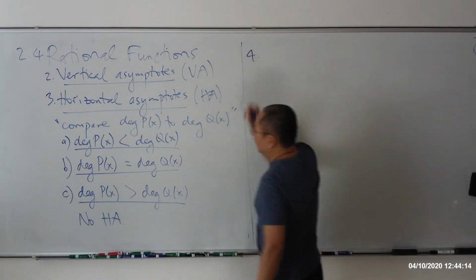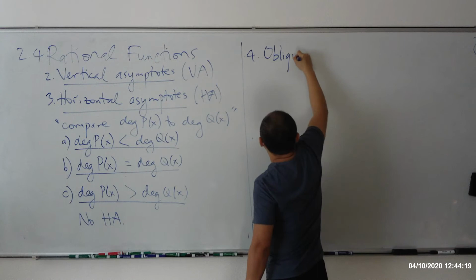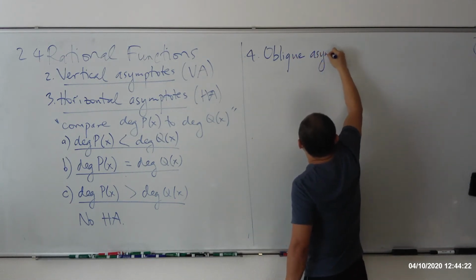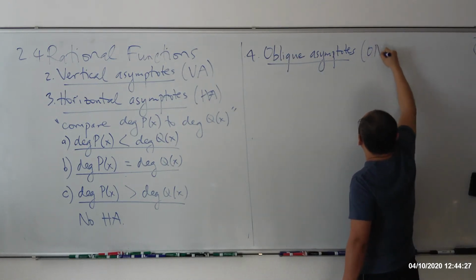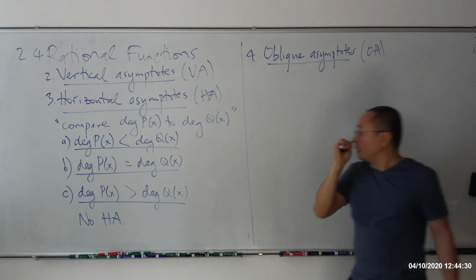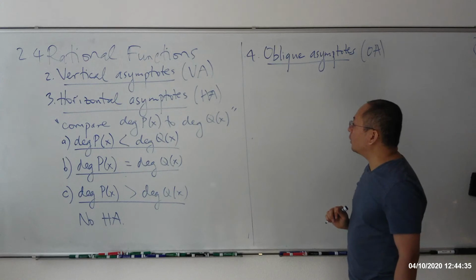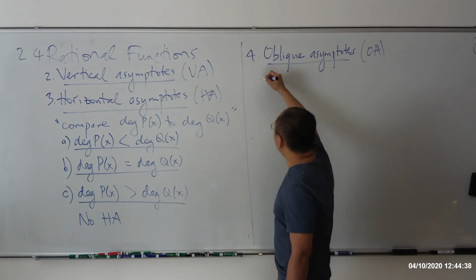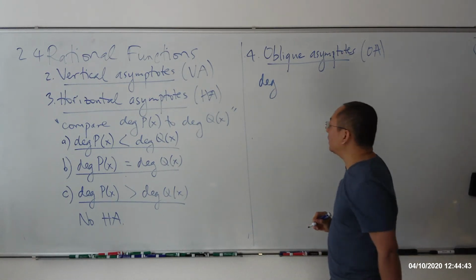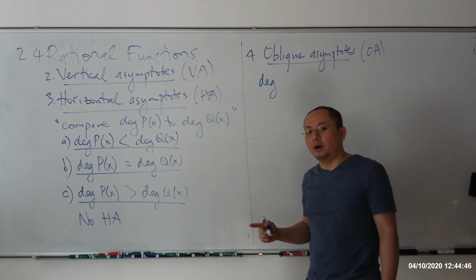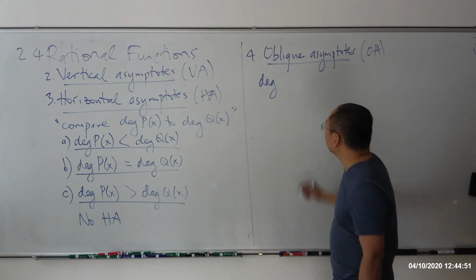Number 4. Let's talk about the oblique asymptote, denoted by OA. This is the asymptote that has a slope, a positive slope, making a diagonal line. And you can only have the oblique asymptote if the degree of the numerator is exactly 1 more than the degree of the denominator. Say degree 5 over degree 4, degree 4 over degree 3, degree 2 over degree 1, and you have the oblique asymptote.